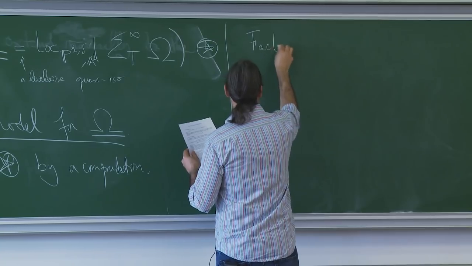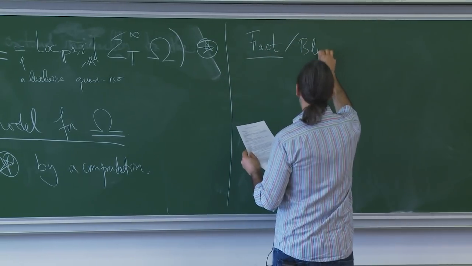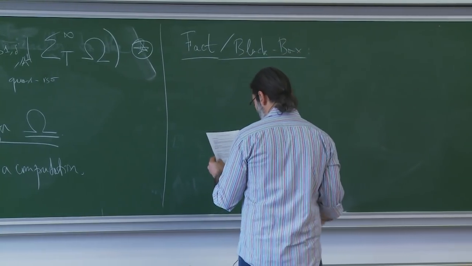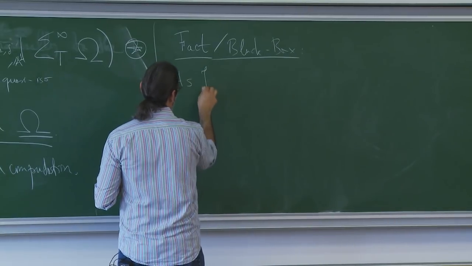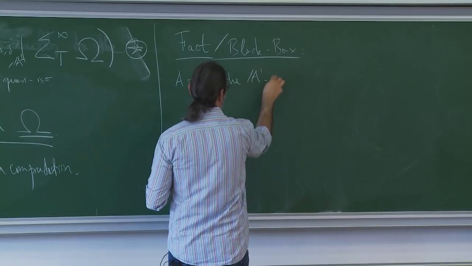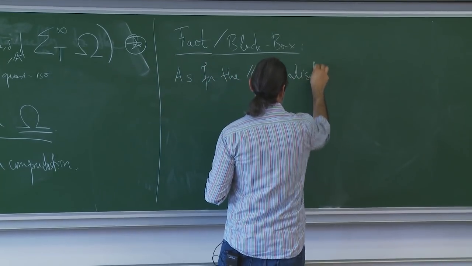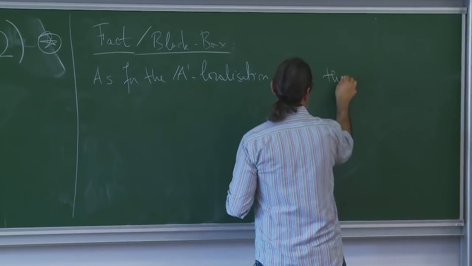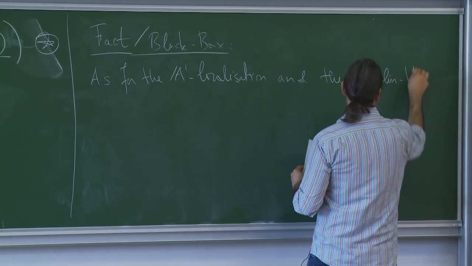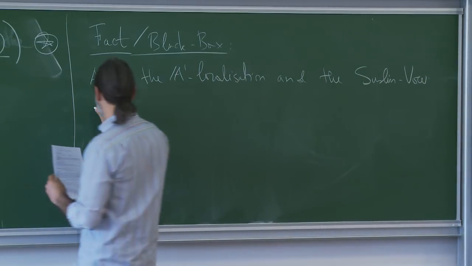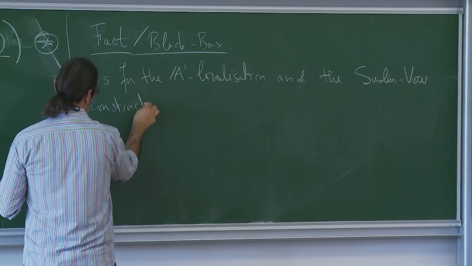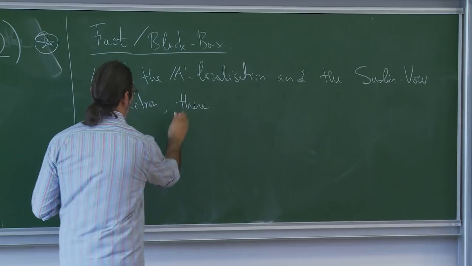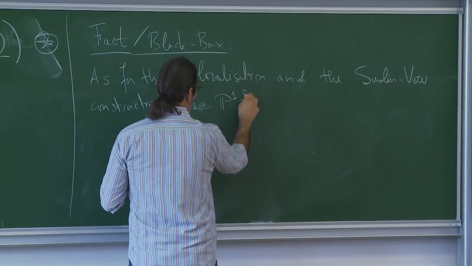So is it a fact or a black box? Okay, as for the A1 localization and the associated Suslin-Voevodsky complex, Voevodsky construction, so that is. Maybe the P1 delta localization.